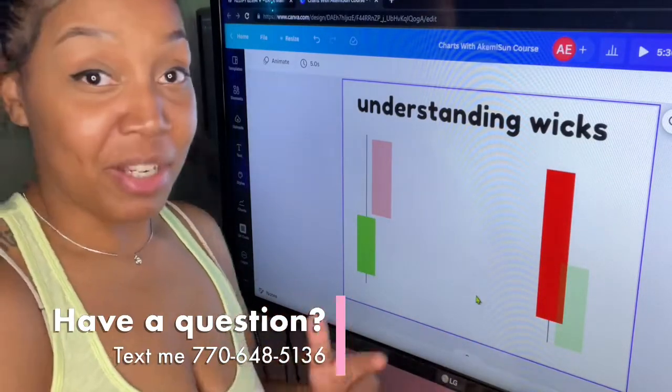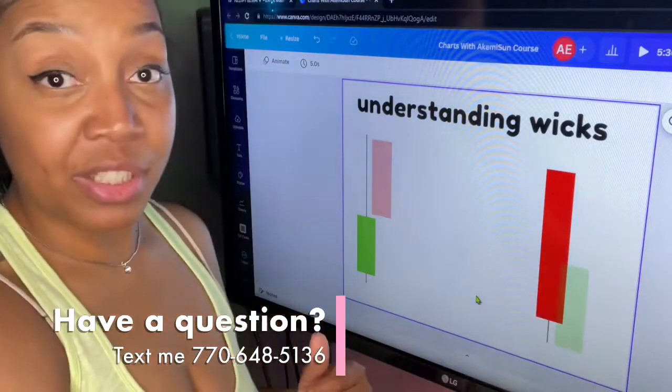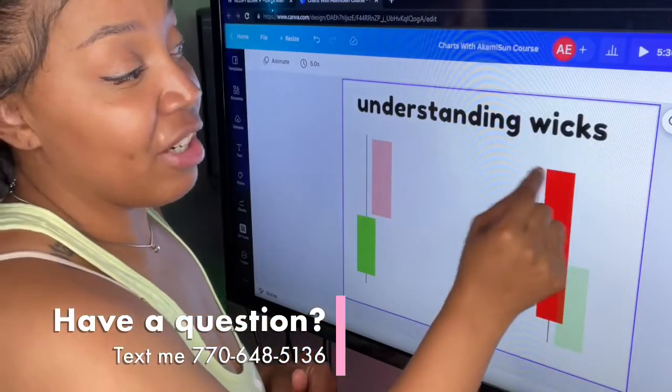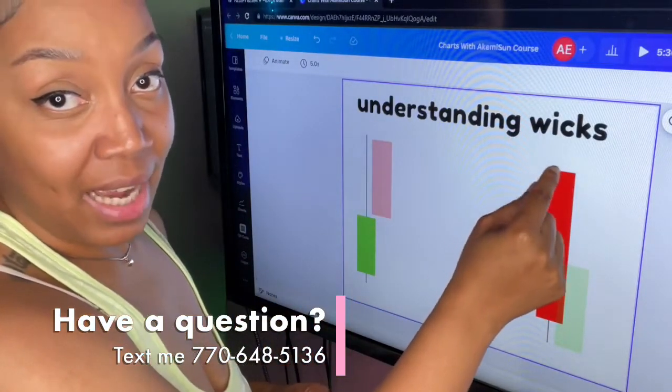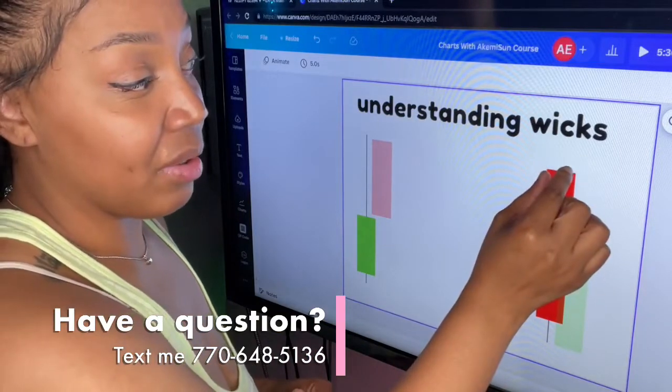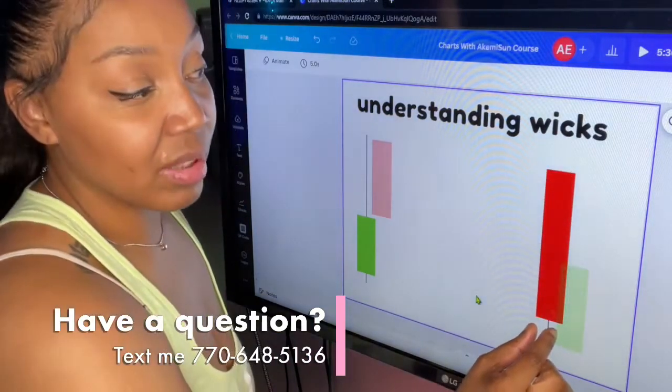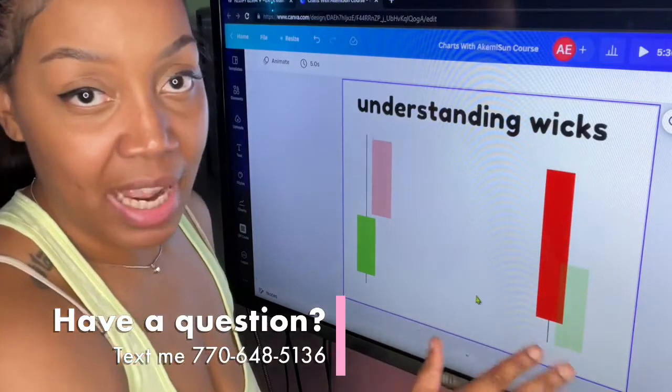All right. So that's probably another talk for another day. It's actually a good question. But if there is no wick at the top of a red candle and it shoots down, that lets you know that the sellers did not have a chance.